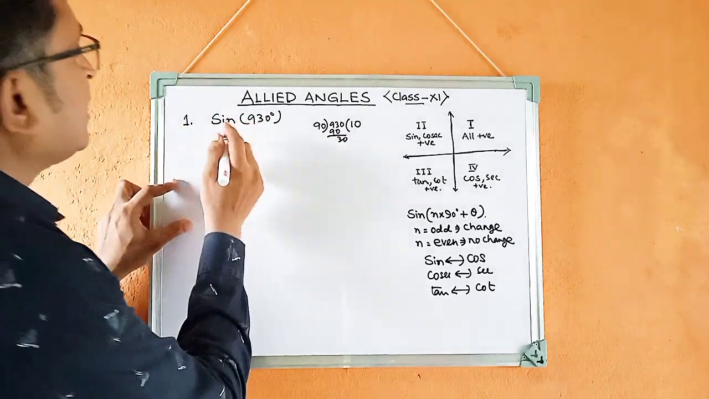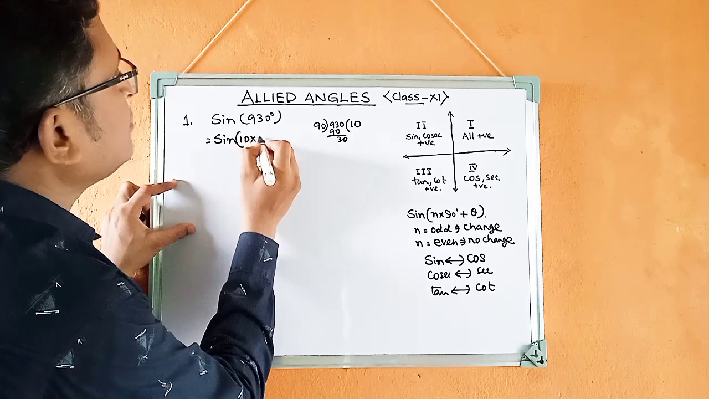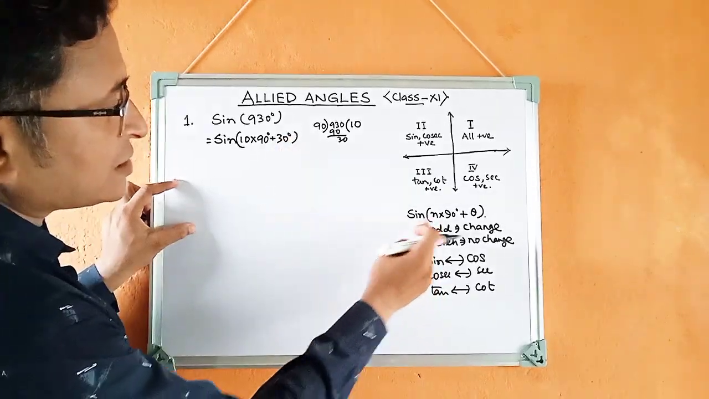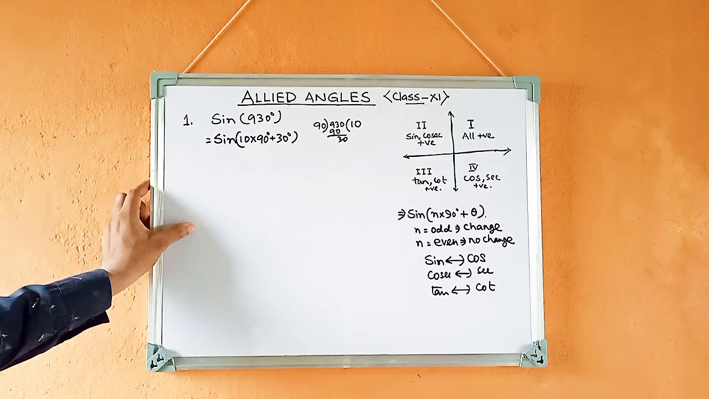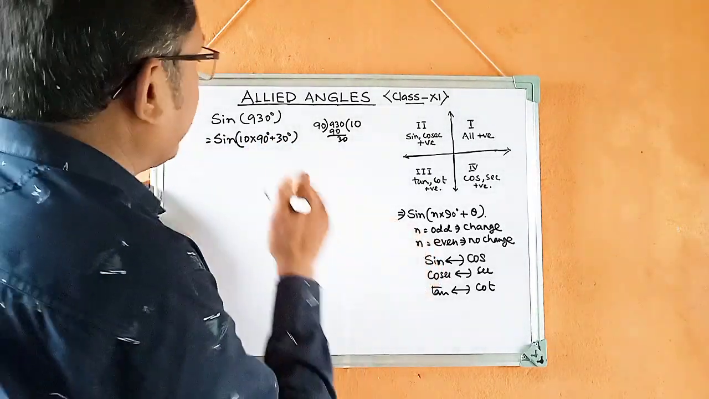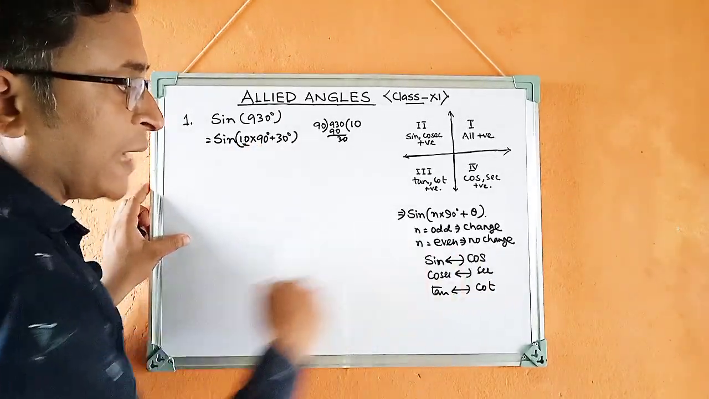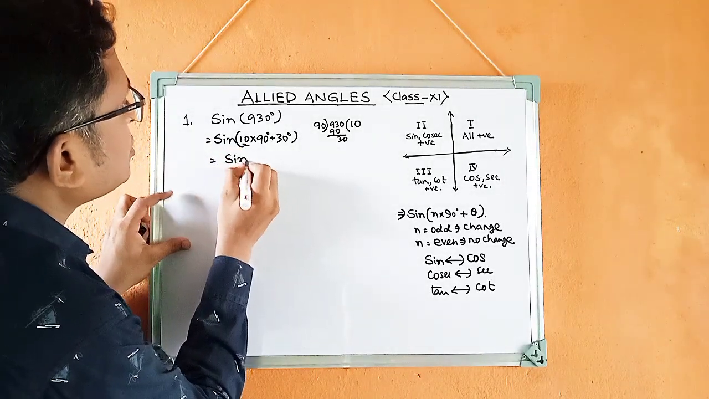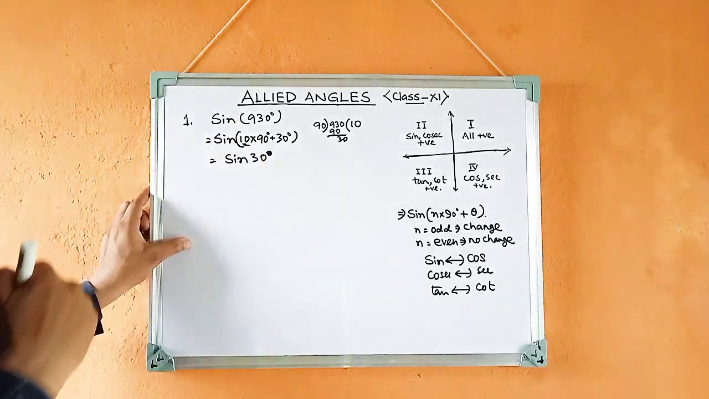Now, we express 930 as sine of 10 into 90 degree plus 30 degree. Look at this format: sine of n into 90 degree plus theta. So it is sine of 10 into 90 degree plus 30 degree. First look at n. This is 10, so is it even or odd? It is an even number, which means there is no change. Sine remains sine, so we write sine 30 degree.